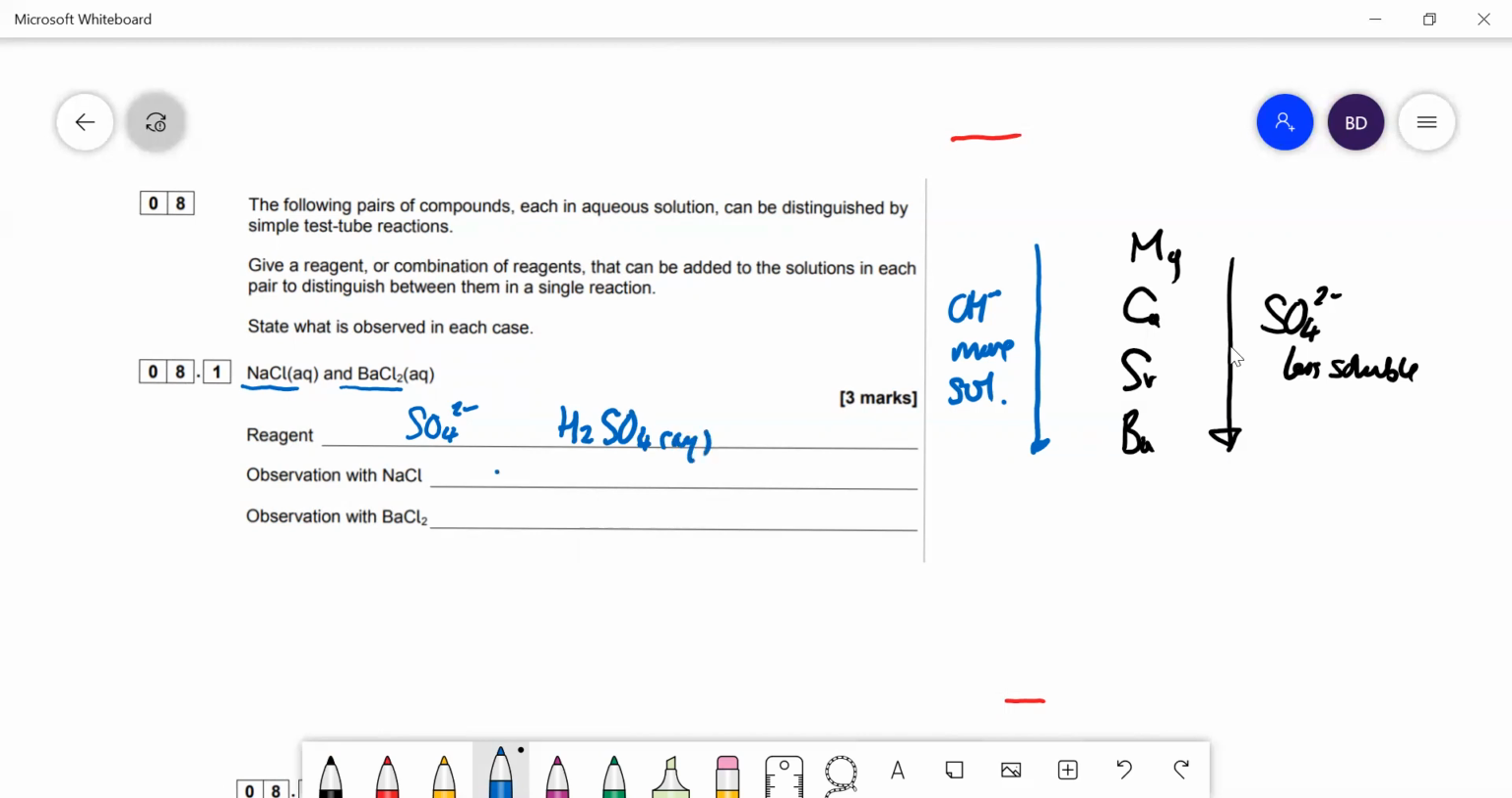What would happen with NaCl? No change. What would happen with barium chloride? You get a white precipitate. And the precipitate, of course, would be barium sulfate, but you don't need to say that. That's what it would be, though.